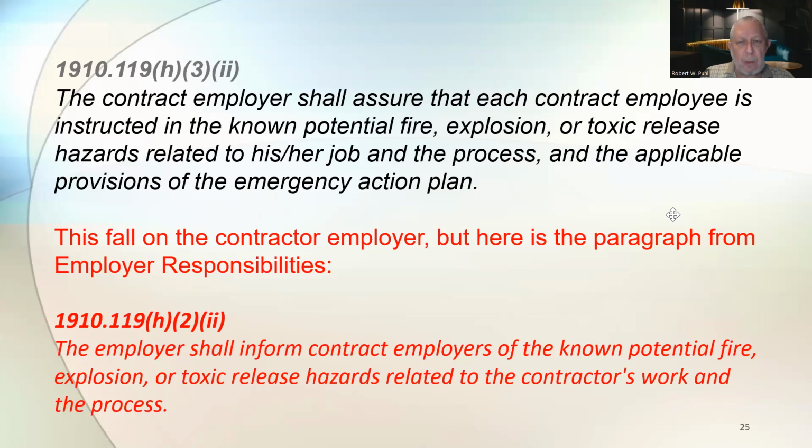The contract employer shall assure that each contract employee is instructed in the known potential fire, explosion, or toxic release hazards related to his or her job and the process, and the applicable provisions of the emergency action plan. So this falls on the contractor employer. But here's the paragraph from employer responsibilities, which I already talked about. The employer shall inform contract employers, so you're informing the contract employer, the boss or whoever the guy is, of the known potential fire, explosion, or toxic release hazards related to the contractor's work process. And then it's up to the contract employer to let their people know. And that makes sense. They've got to train their own people.